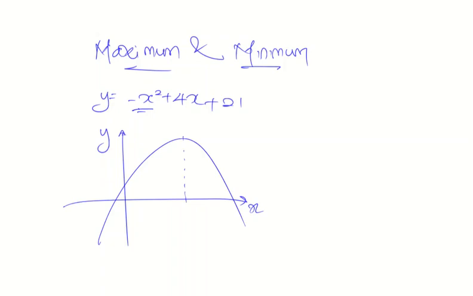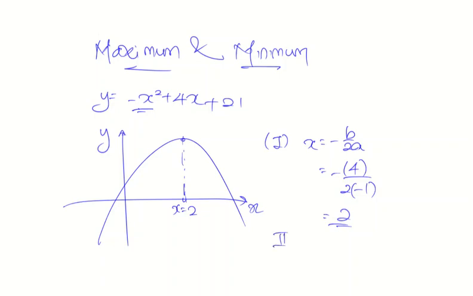We find the axis of symmetry. So the first step is that the axis of symmetry is x equals negative b over 2a, just in case you accidentally forget. That will give me 2. x equals 2. That is the axis of symmetry. So step number 2.